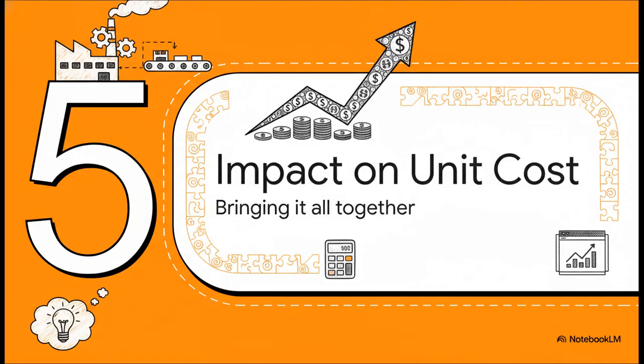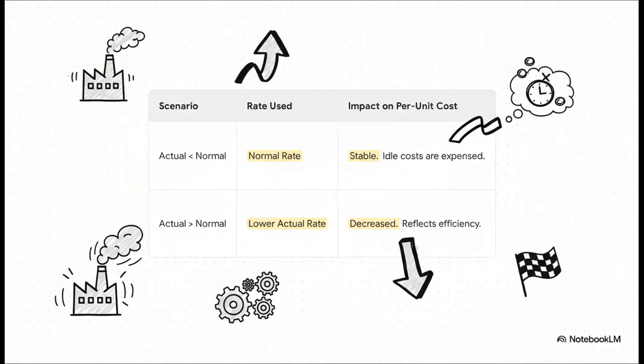Okay, so let's zoom out. How does all this maneuvering actually affect the final cost of one single item? This is where you can really see how smart this rule is. Let's just break it down nice and simple. When your actual production is less than normal, you stick with that steady, predictable normal rate. This keeps your unit cost stable because the cost of that idle time gets expensed on its own. Now, when your actual production is more than normal, you switch to a lower actual rate. And this means your unit cost actually goes down, which makes sense, right? It reflects the fact that your factory was running super efficiently.